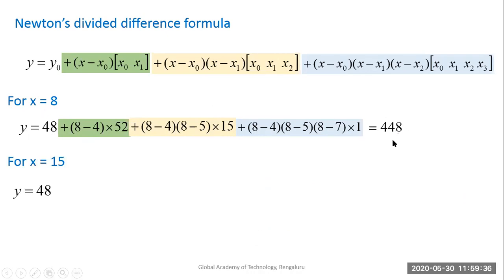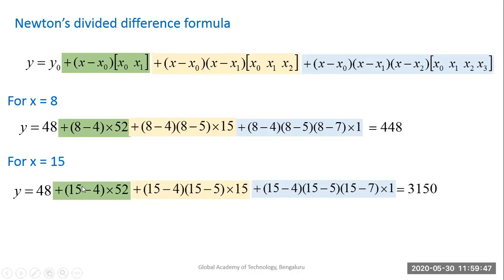In a similar manner, put x equal to 15 now. Everything else is the same, just replace 8 by 15. So we get 3150, which is the value of y for x equal to 15. So f of 8 is 448 and f of 15 is 3150.